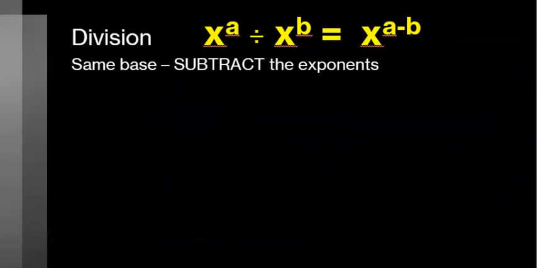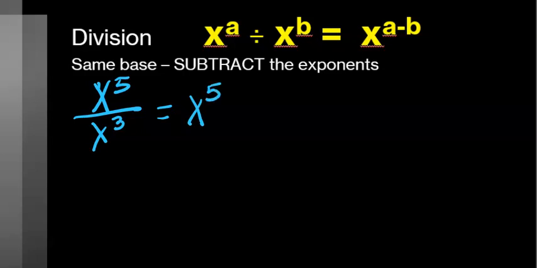Let's talk division. So similar rule. In this case we have the same base again. You always need the same base, and you're just going to subtract the exponents. So x to the a divided by x to the b is simply x to the a minus b. All right, so let's say we have x to the 5th power divided by x cubed. Again, we're going to subtract the exponents here. We're going to keep the same base, x, and we're going to have x to the 5 minus 3, which is x to the 2nd power, or x squared.